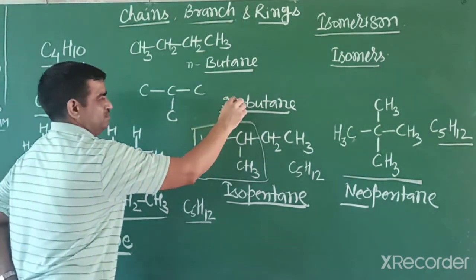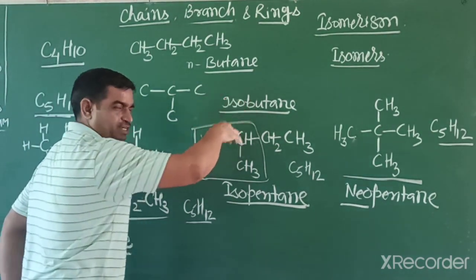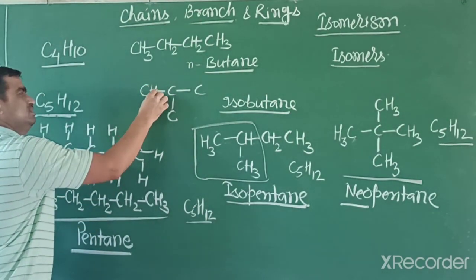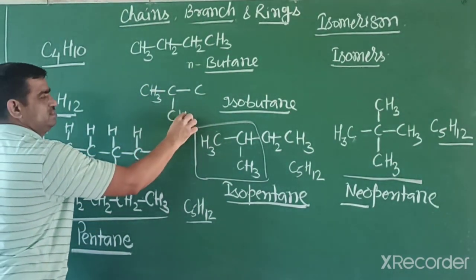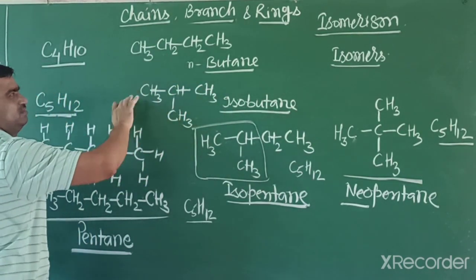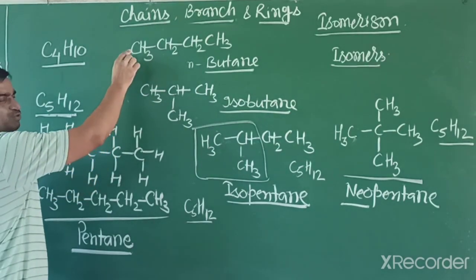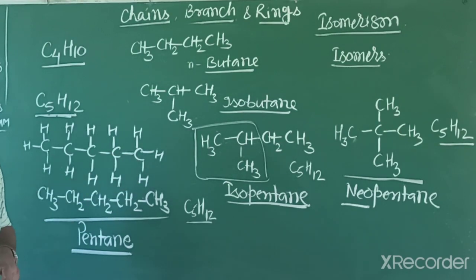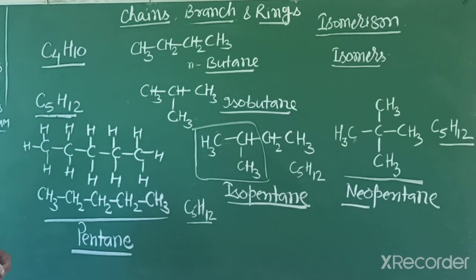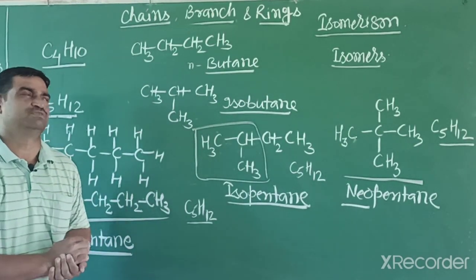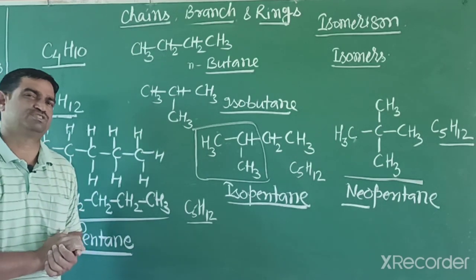So, these names normally we use in those compounds. CH3, again we write CH3, CH3, CH. Both compounds have the same molecular formula C4H10 but different structure. So, these are isomers. Compounds having the same molecular formula but different structure are known as structural isomers, and such a phenomenon is known as isomerism or structural isomerism.